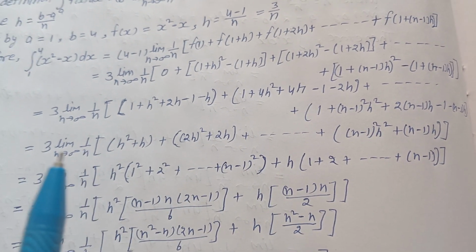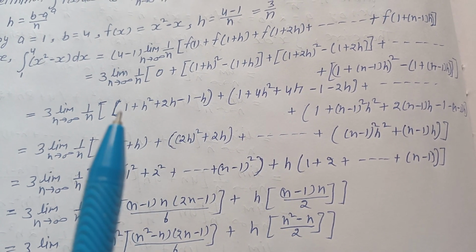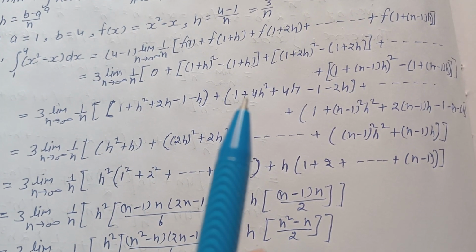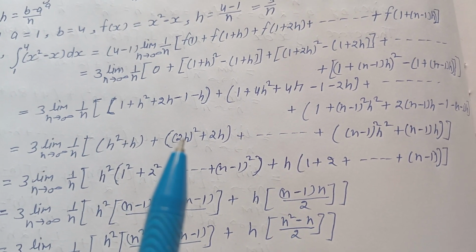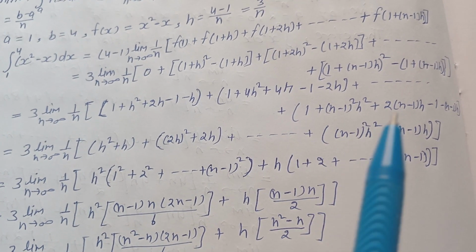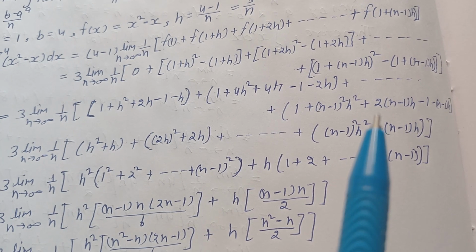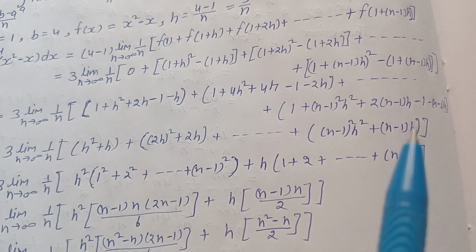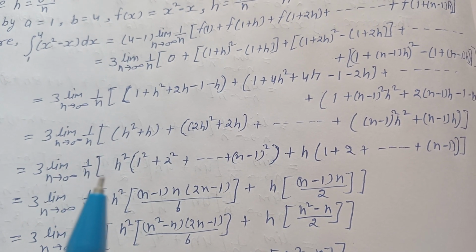So here it is equal to 3 limit n tends to infinity 1 upon n bracket of: here 1 minus 1 cancels and 2h minus h is h, so bracket of h square plus h, plus here 1 minus 1 cancel and 4h minus 2h is 2h, so (2h) whole square plus 2h, plus ... plus bracket of here 1 minus 1 cancel and 2(n minus 1) into h minus (n minus 1) into h, so remaining is (n minus 1) into h, so we get (n minus 1) whole square h square plus (n minus 1) into h.